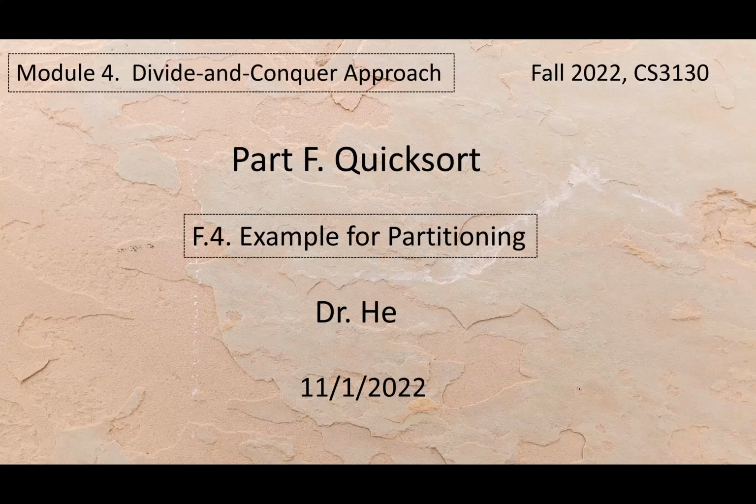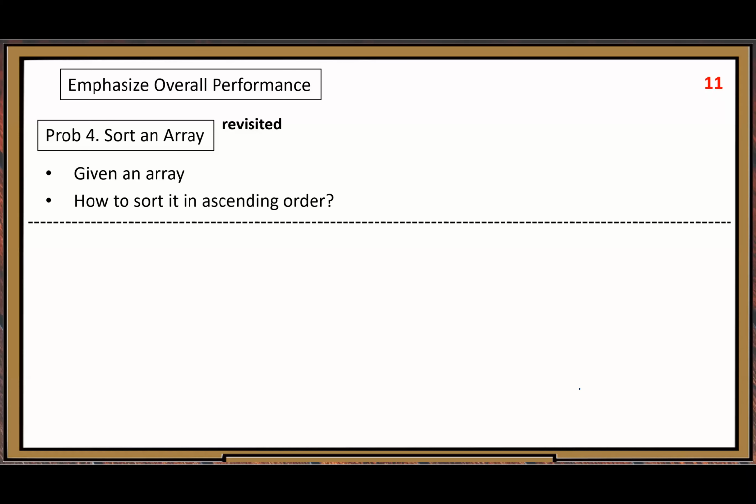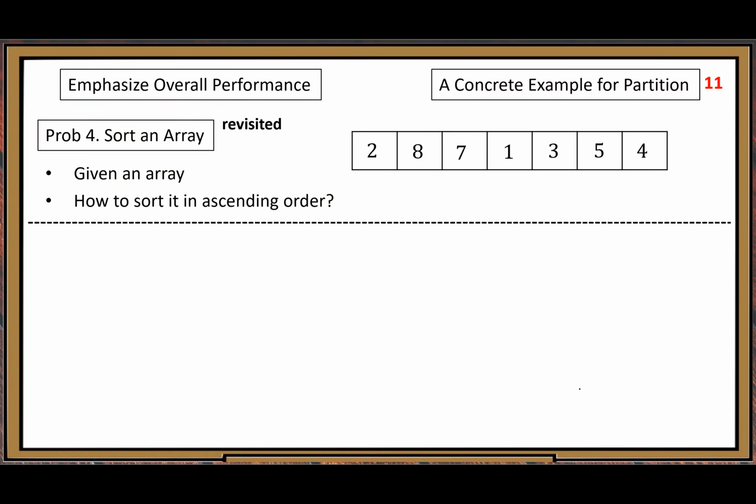F.4, example for partition. So let's look at the concrete example for partition. Look at these elements. 7 elements. Simple example. And based on our arrangement, we use the last element 4 as the pivot.